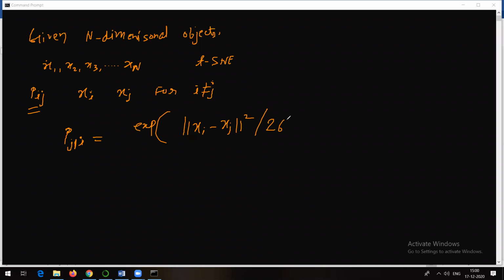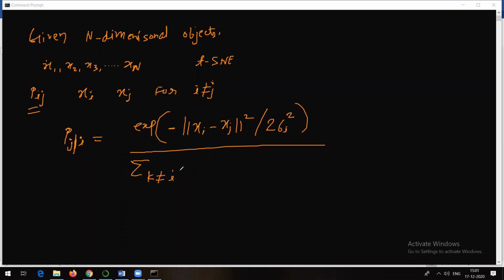divided by 2 sigma i square. What is sigma? Sigma is actually the standard deviation, right? What is standard deviation? Standard deviation is how the values deviate from the mean value. There's actually a minus sign here. So P(j|i) is equal to the exponentiation of minus the magnitude of xi minus xj whole square divided by 2 sigma i square, divided by the summation over k, where k should not be equal to i. That is, if the value of i is 1, then k should not be equal to 1.